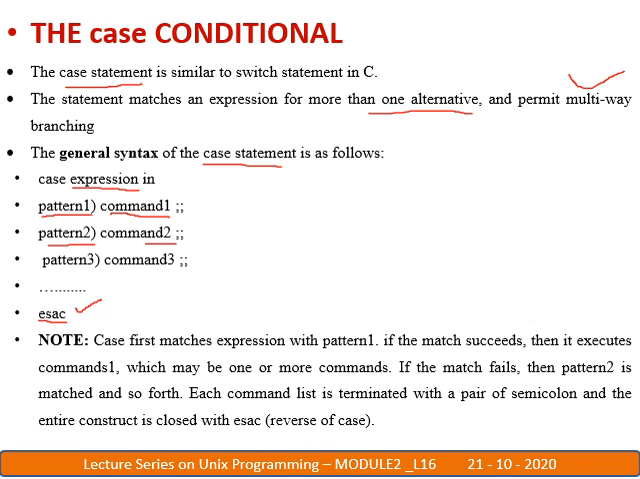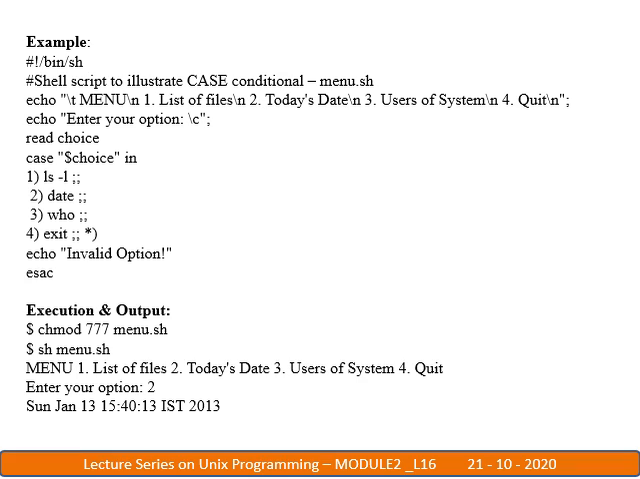The case first matches the expression with pattern 1. If the match succeeds, then it executes command 1, which may consist of one or more commands. If the match fails, then pattern 2 is matched, and so forth up to however many patterns you have written. Each set of commands listed under the different patterns is terminated with a pair of semicolons, and the entire construct is closed with the reverse of case, that is esac. Now let us move to one example.